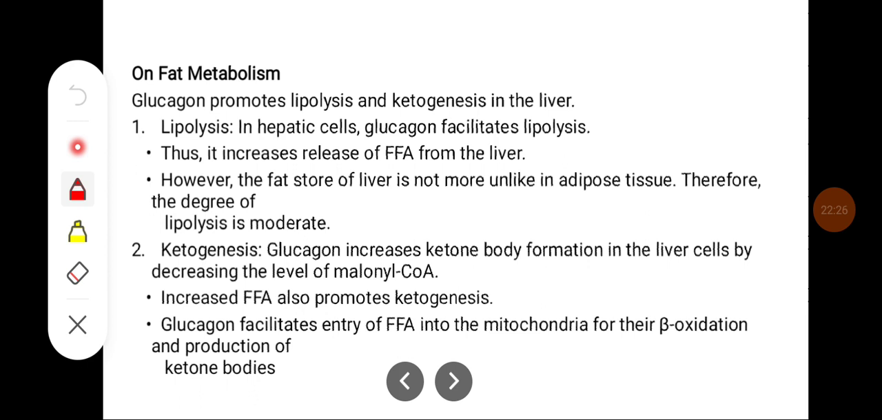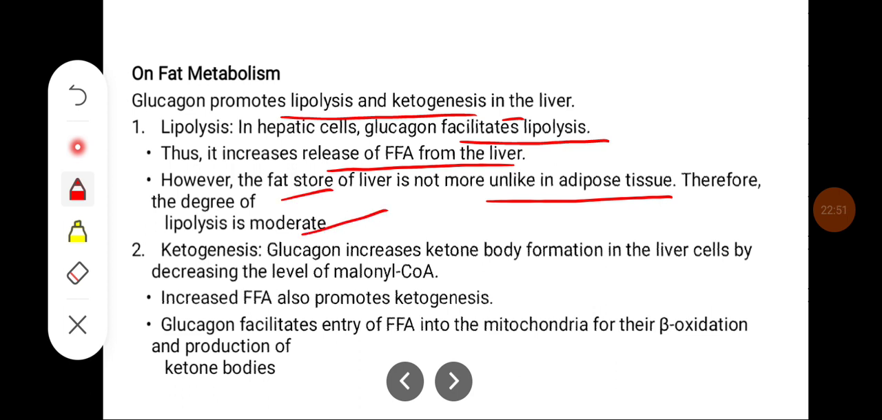On fat metabolism, it promotes lipolysis and ketogenesis in the liver. In hepatic cells, glucagon facilitates lipolysis. Thus, it increases the release of free fatty acids from the liver. However, the fat store of liver is not much, unlike adipose tissue. Therefore, the degree of lipolysis is moderate.